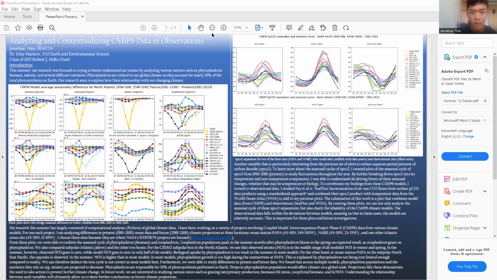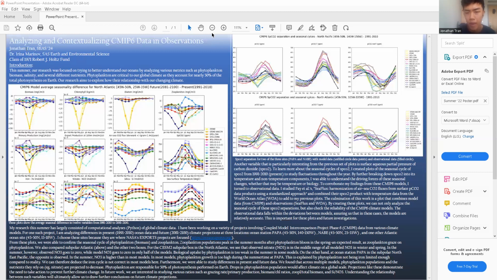We also then further analyzed one of the variables, which is SpCO2, which is the surface aqueous partial pressure of carbon dioxide, and that is the plot on the right. What we're looking at is the separation of the temperature dependent component and the non-temperature dependent components of this variable. And by doing this, we can see how it's affected by biology and temperature, and separating it creates these plots that allow us to analyze these differences.